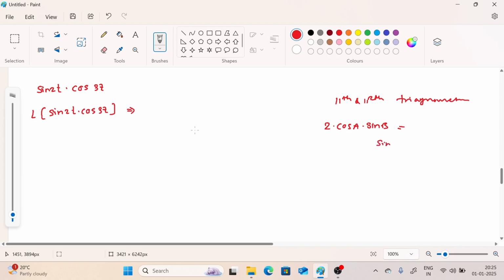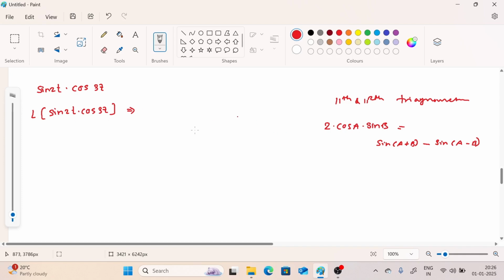sin A plus B minus sin A minus B. This is the standard formula. 2 cos A sin B is equal to sin A plus B minus sin A minus B. Now it's similar to this equation. We have Laplace of sin 2t into cos 3t.